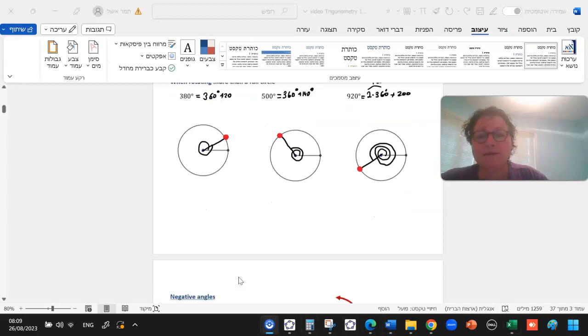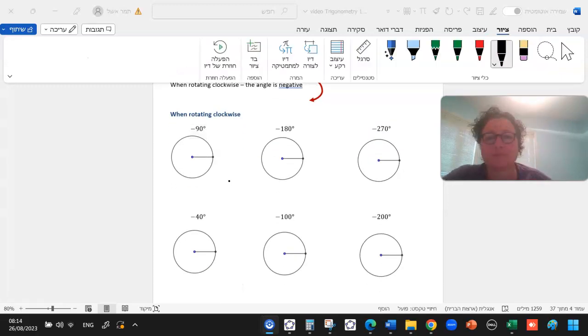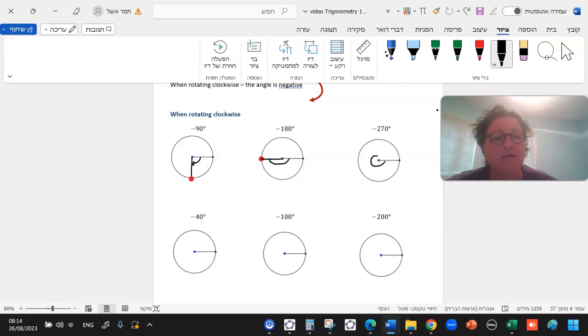We can also have negative values for angles. We define a positive angle when the rotation is counterclockwise, like we did before. When we rotate clockwise, the angle is negative. Here are some examples. Minus 90 degrees means we rotate clockwise 90 degrees, and the matching point is this one. Minus 180 means we go here, that's the same point as plus 180 because it's half a circle. Minus 270 is 3/4, the matching point is here.